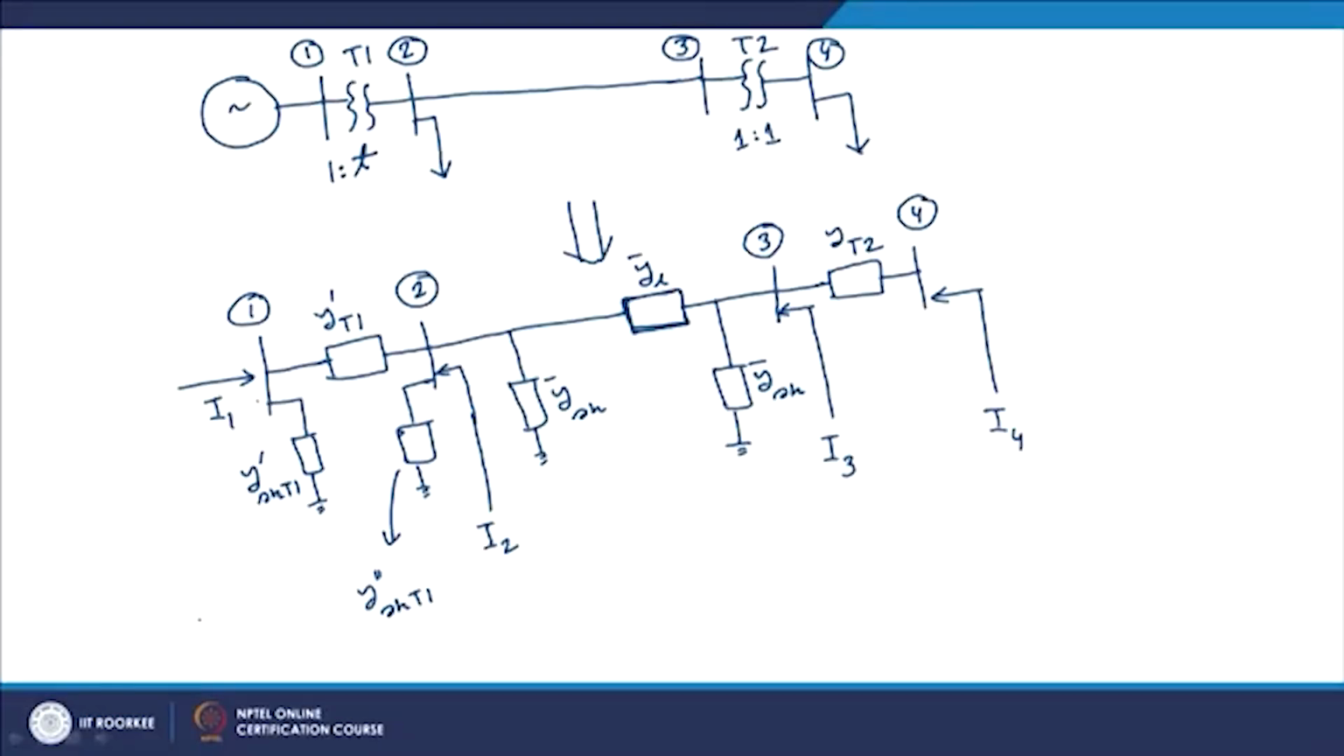So, now this is the equivalent circuit. With this equivalent circuit we would now like to write down the KCL equation at each and every node. At bus 1, this current I1 would be equal to the current here and here. Therefore, we write this equation at bus 1.